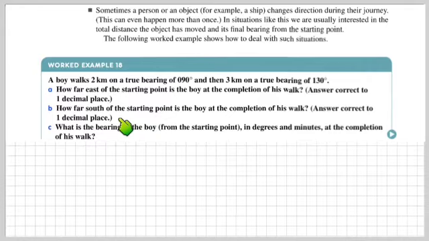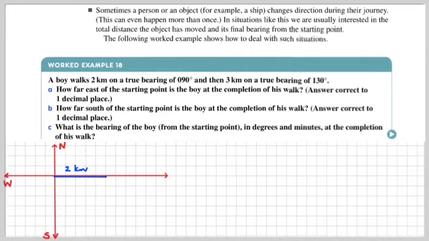Now, I've done 2 decimal places just to make it a bit more accurate, so please forgive me, I just don't like 1 decimal place. But in an exam setting, you would certainly do what they ask, okay? What is the bearing of that boy from the starting point in degrees and minutes at the completion of his walk? Okay. At the completion of his walk. Well, let's just take it step by step, bite by bite.